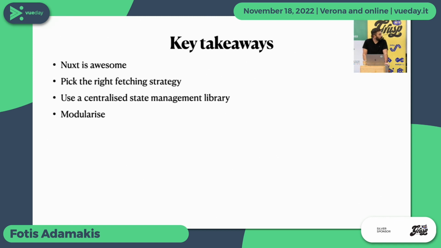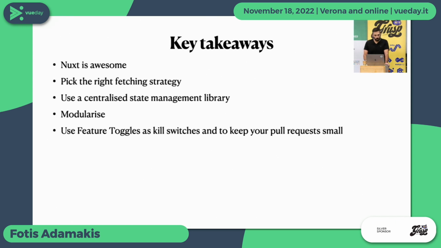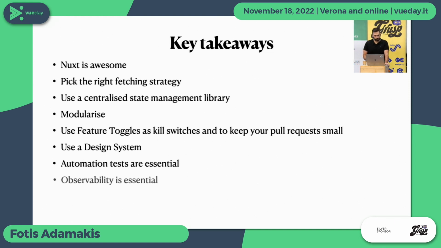And if your app is still too big, consider micro-frontends, but be aware of the problems that they will introduce. Use feature toggles as kill switches and to keep your pull requests small. Use a design system to maintain consistency and save time in the long run. Automation tests are essential. Have a good suite and coverage and run them in your pipeline. Observability is essential. Measure everything. And have performance in mind. A fast website performs better.